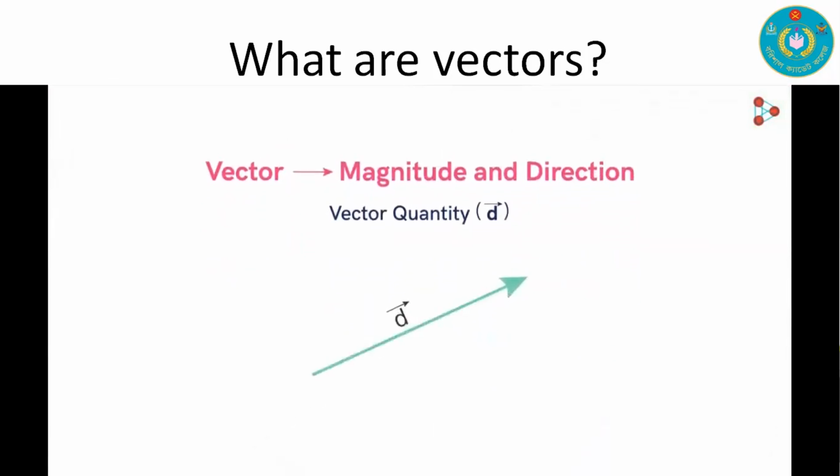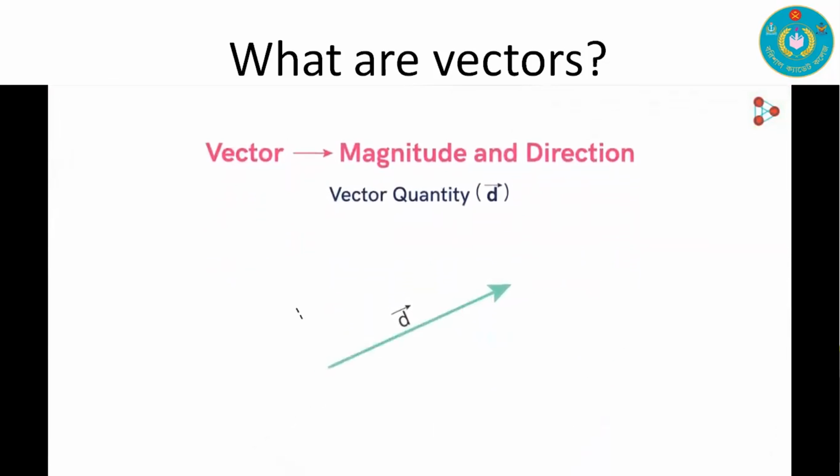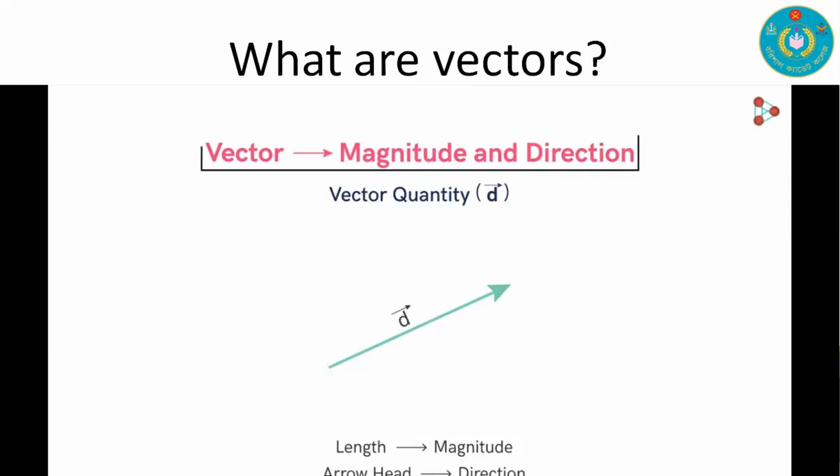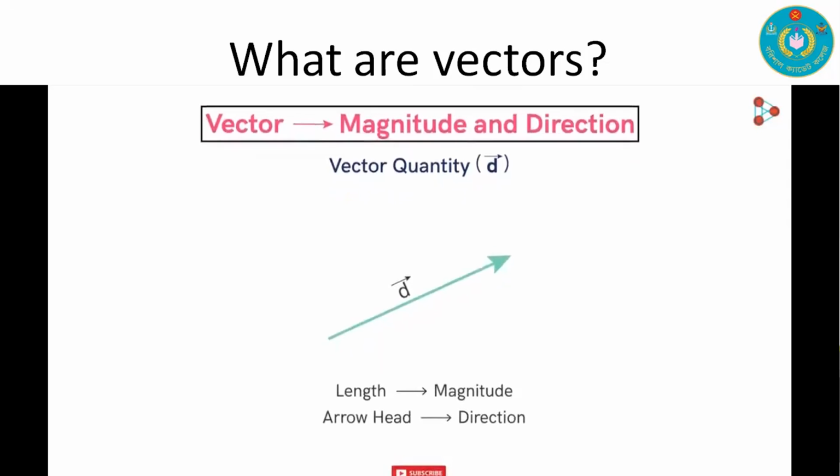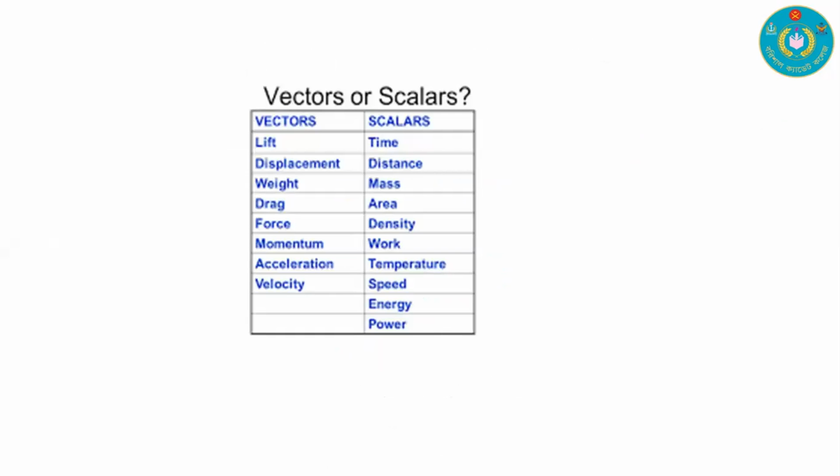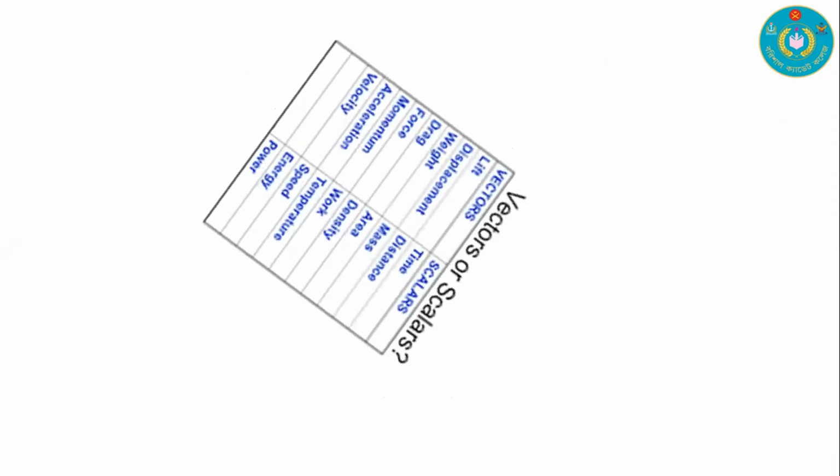For a vector, you have to know the magnitude and direction. Vector quantity is D, and the line segment is from A to B. Here, to know the direction, observe the arrowhead. These are the examples of scalar and vectors.